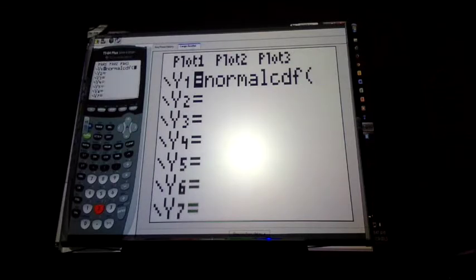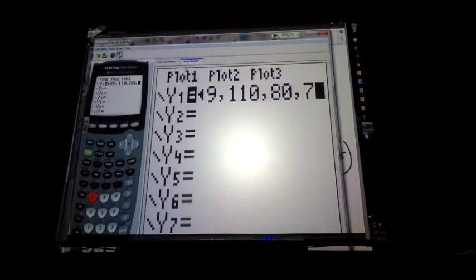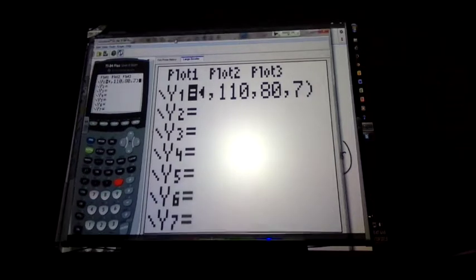What was my observed? 89, comma, upper bound. Let's go with like 110 because that's where our window's going. Comma, what was my average? 80. What was my standard deviation? 7. Okay, can I do this? Can I make it work?